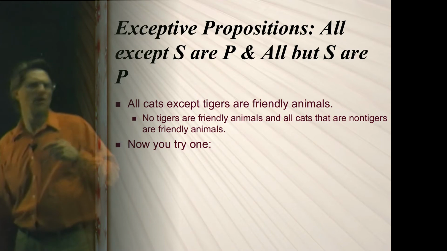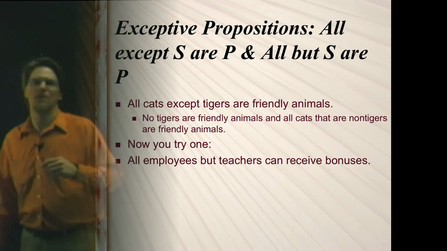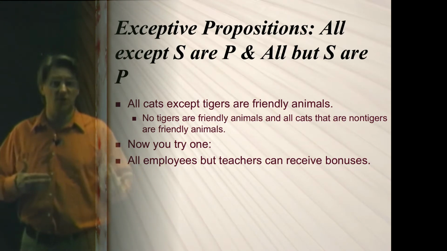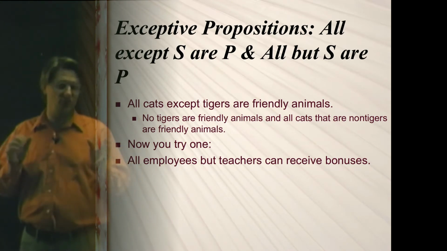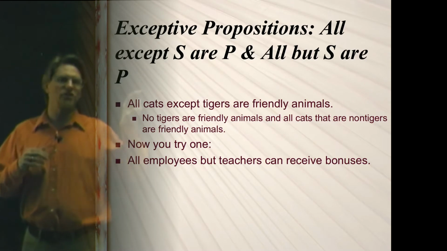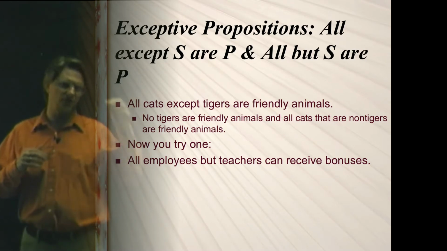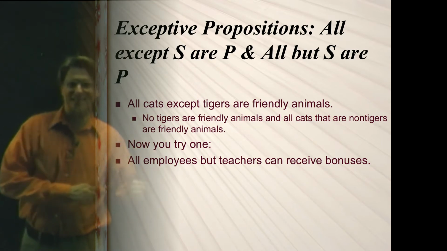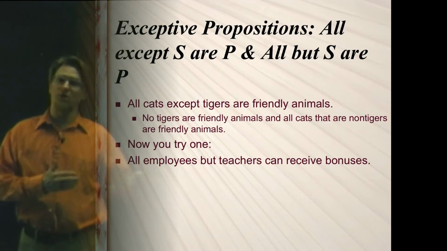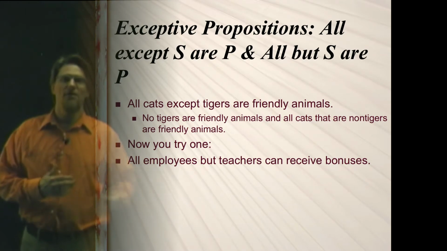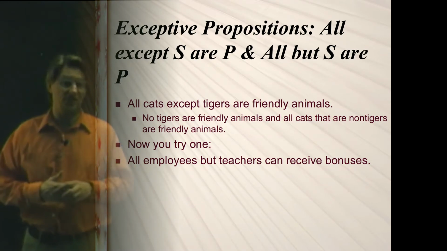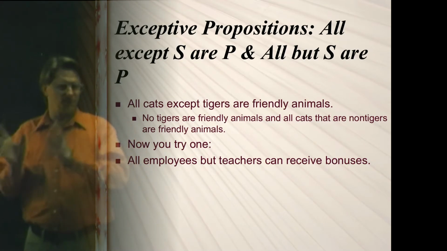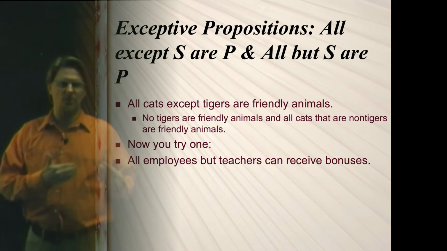So once again, why don't you try one? Here's an example. All employees but teachers can receive bonuses. What I invite you to do is hit pause on the video and use this first example as a model. See if you can follow that to come up with the correct translation for this second one. It should follow along the same lines. Again, the words except and but are essentially interchangeable here. So I'll assume at this point that you've already hit pause, and I'll show you now how you can come up with the correct answer.